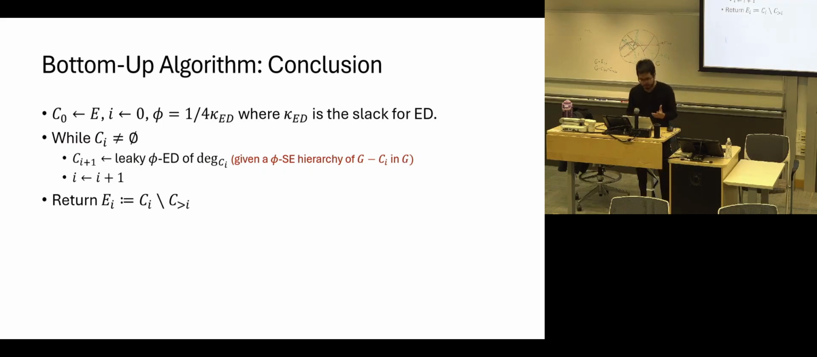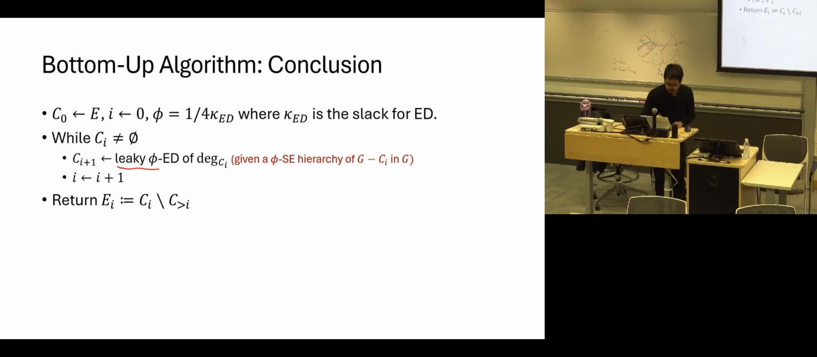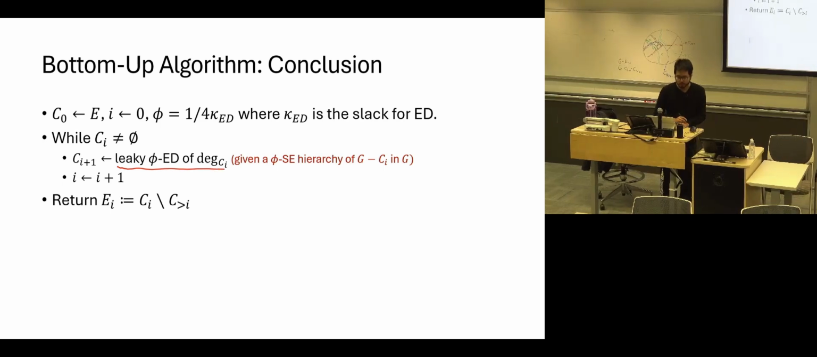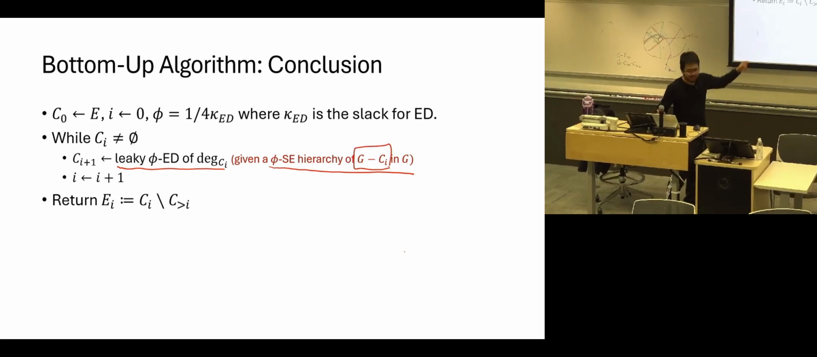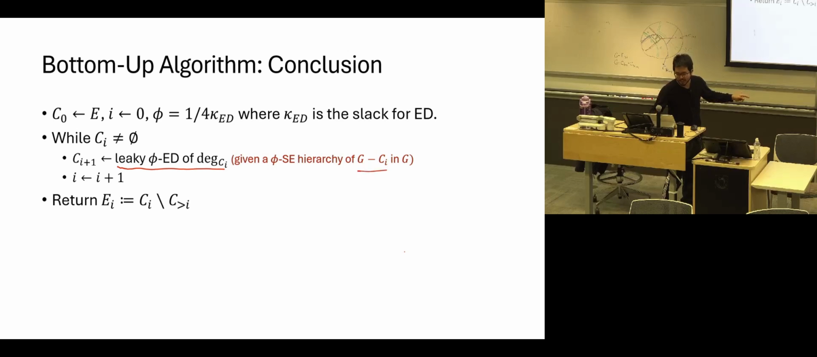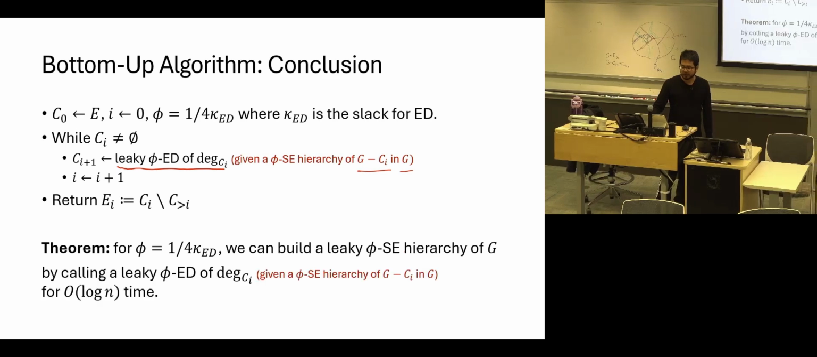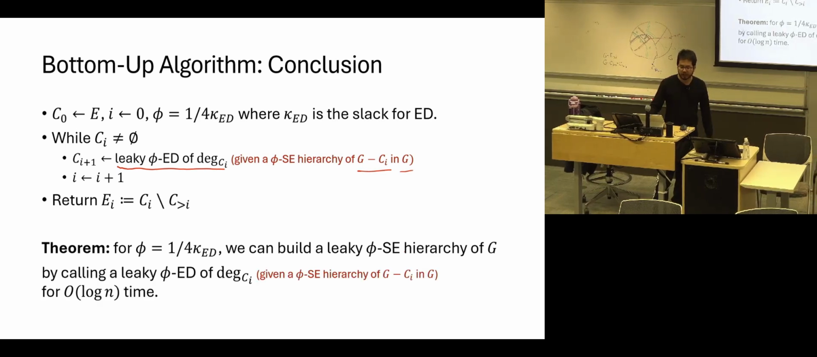Just to conclude, what we can say is that in each step you just need to compute a leaky expander decomposition, but you also get the promise of an expander hierarchy of the edges of the graph that are not in C_i already. So that's kind of what we have for the leaky SE hierarchy.